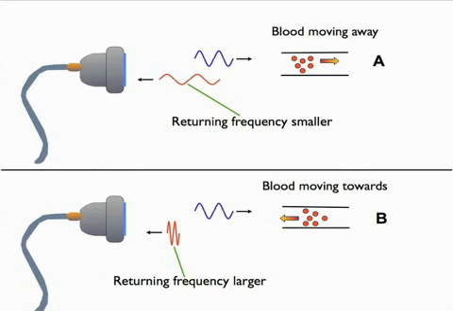The following cartoon demonstrates the Doppler principle. In the top aspect of this cartoon, we have a pulse of ultrasound that is traveling towards red blood cells that are moving away from the transducer. When this ultrasound pulse bounces off of the red blood cells and returns towards the transducer, the frequency is now smaller. In the bottom aspect of the cartoon, we see that when a pulse of ultrasound strikes red blood cells that are moving towards the transducer, the reflected returning frequency is larger.